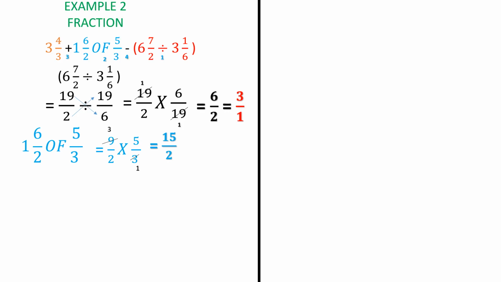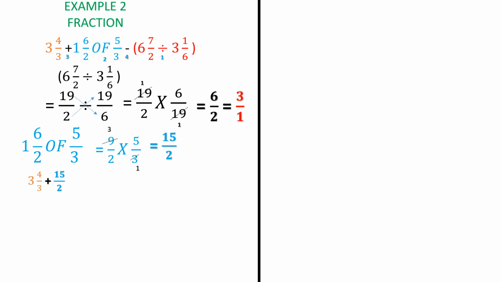Now when you look at it, our third step was 3 whole number 4 over 3 plus, therefore we are going to now use the answer that we have gotten from of to add it with 3 whole number 4 over 3. So therefore we are going to have 3 whole number 4 over 3 plus 15 all over 2, which is the answer that we have gotten from of.